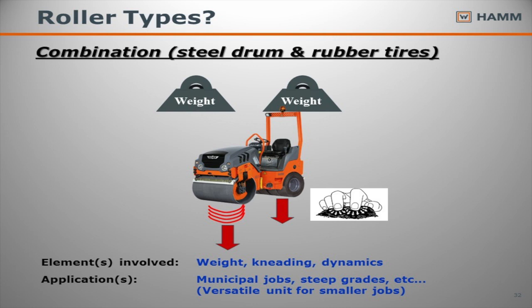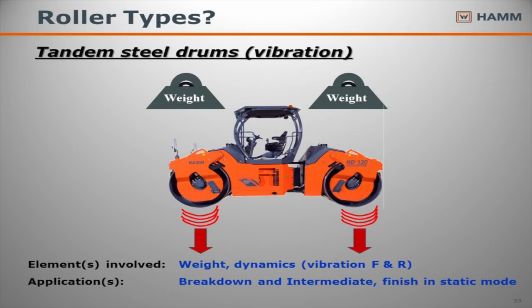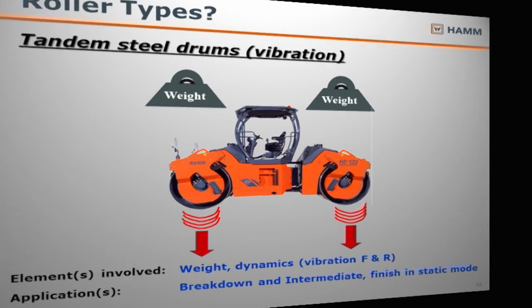You have a steel vibratory drum up front and you have the rubber tire kneading action of the tires in the back. Great for going up steeper elevations as well. But the most common one you're probably going to see is a dual vibratory drum roller because we can run it in vibration mode or we can run it in static mode. And usually you're going to have either front or rear controls individually, so we can set them up differently.